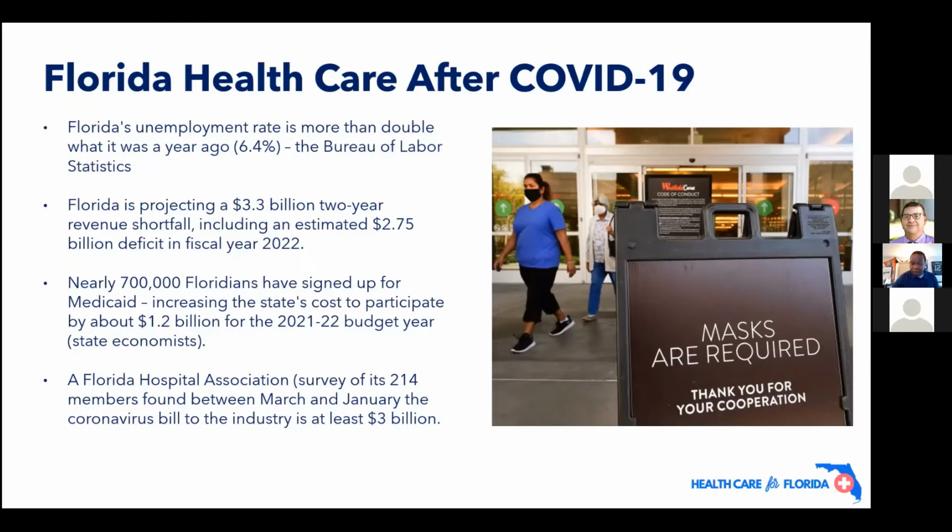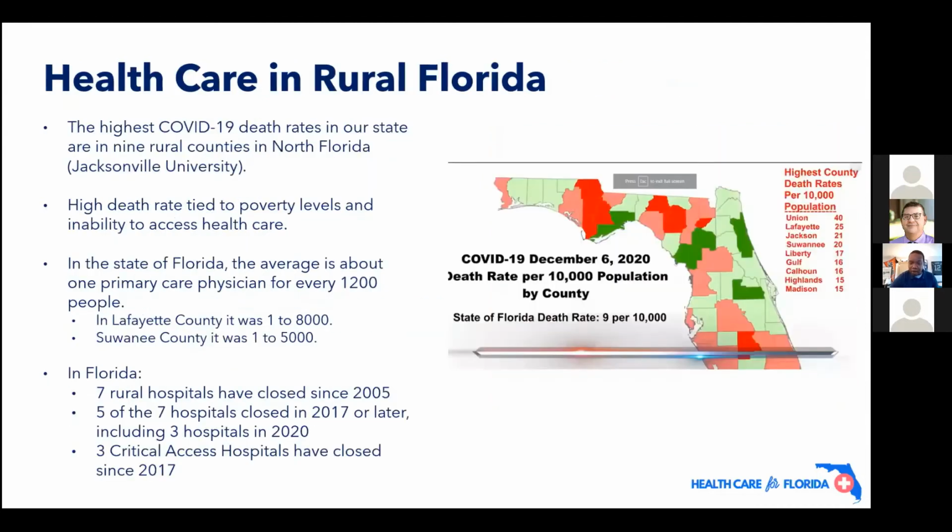Now, I thought it might be helpful to share some high-level background on healthcare in rural Florida, but I'll admit that it feels a little silly to tell you all this because you're the pros who see these conditions up close. Still, I think it's worth looking at the toll that COVID has taken in some of our rural counties. There's a report from Jacksonville University that found the highest death rates were in 9 of the rural counties. And that same report found that the high death rates were directly related to poverty levels and just the overall inability to access healthcare.